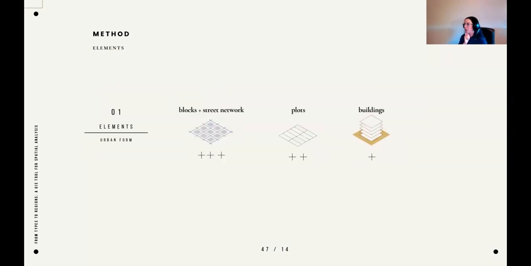So we're going to start with our elements. As I mentioned before, we're looking at 4 independent elements: blocks and the street network, the plots and the buildings. This hierarchy of elements also reflects Conzen's perspective and point of view when it comes to the persistence of the elements in the city. So we have the blocks and the street network as the most persistent elements, followed by the plots and later on the buildings.